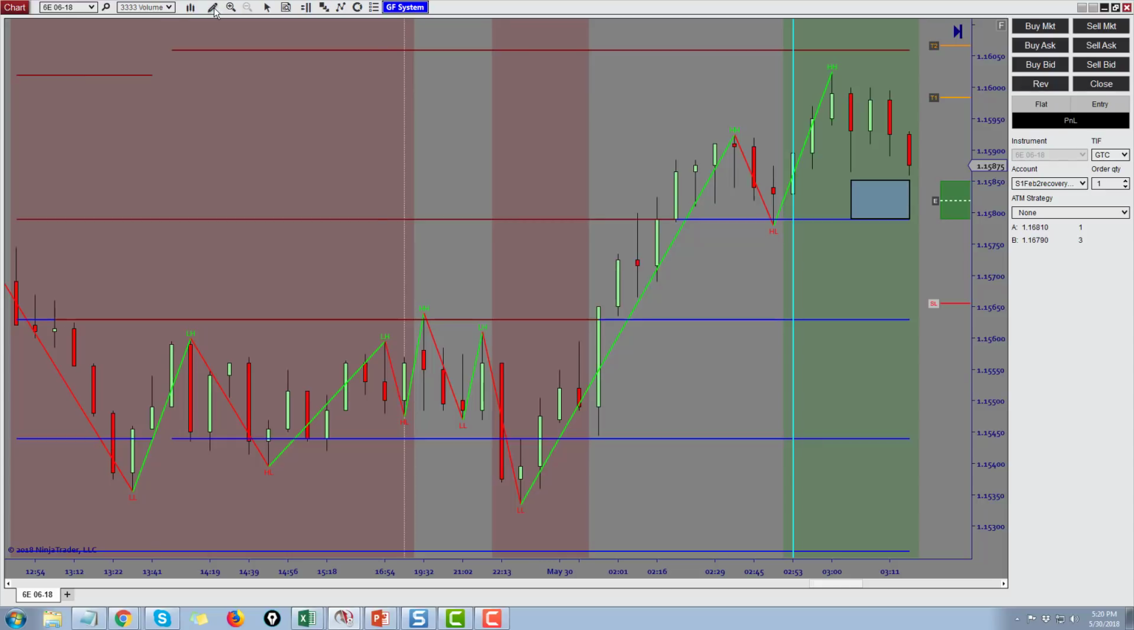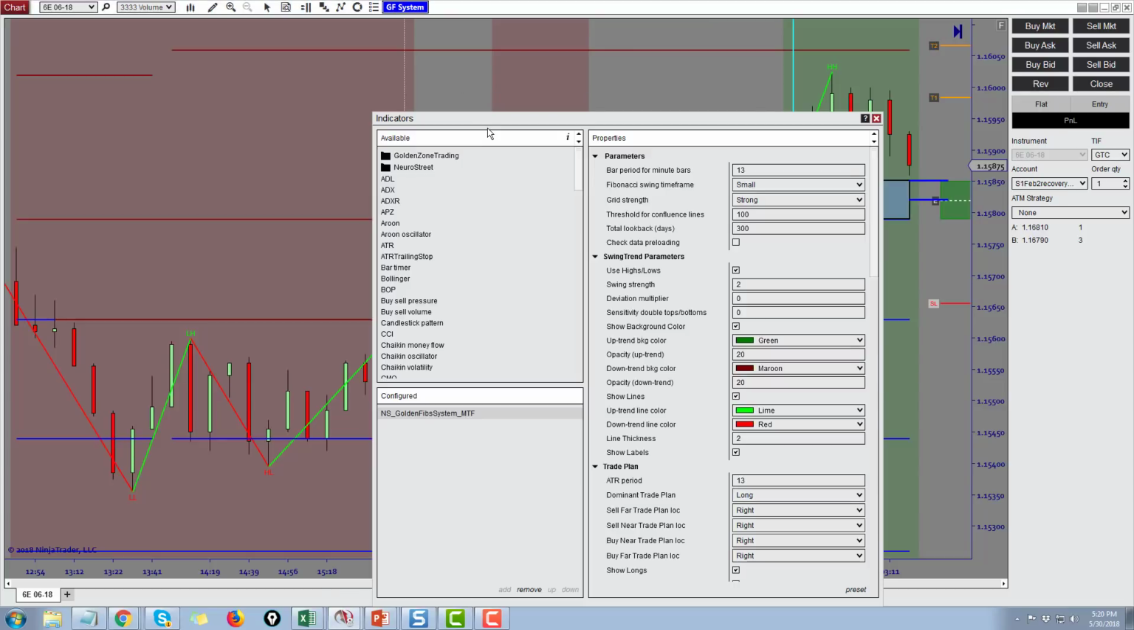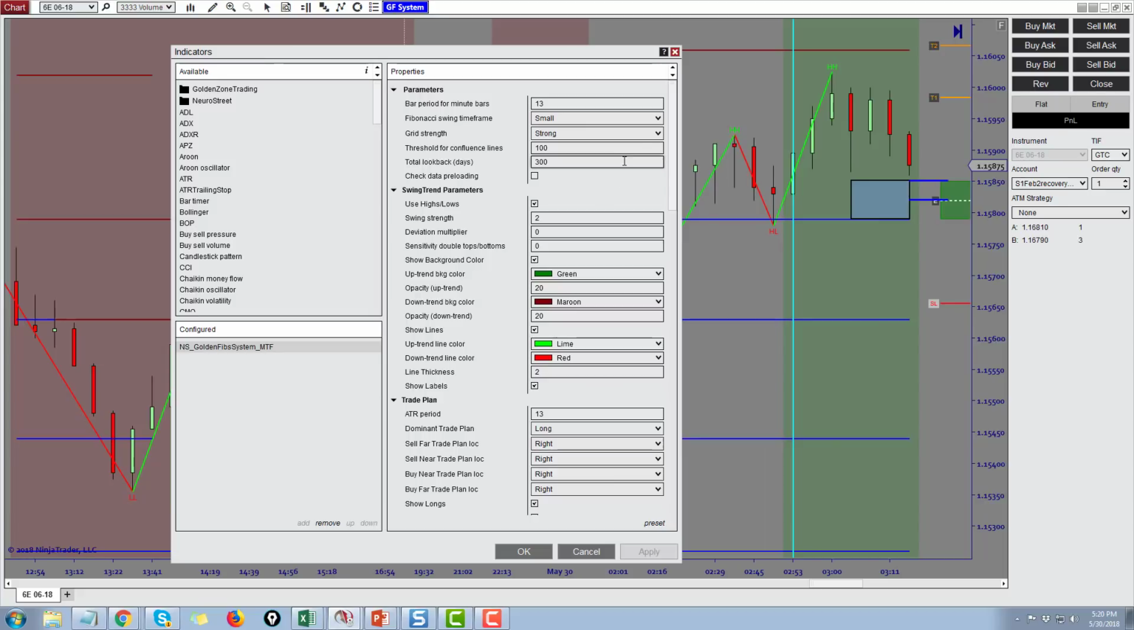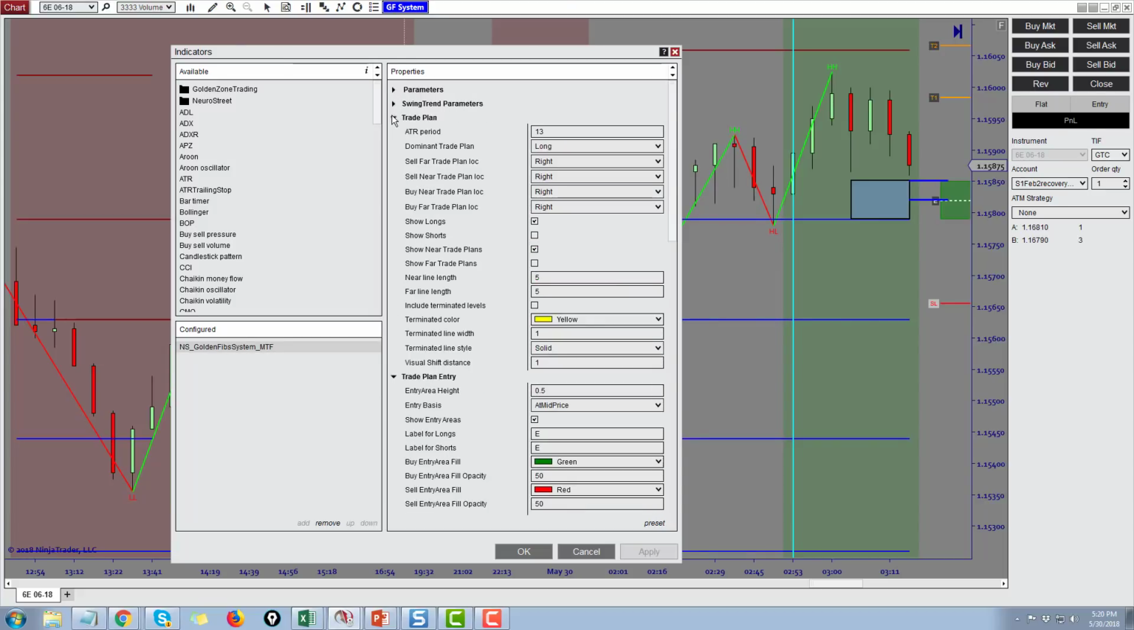Okay, now I'm going to assume that we could look at entering here as one point, and then we can also look at entering here as another point. And I'll explain why. I have it set to be very risk averse with the entry at the midpoint. If I go in here and I turn the indicator settings to enter, I'm going to turn these parameters off, swing trend off, trade planning.